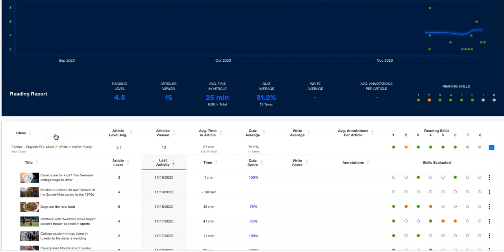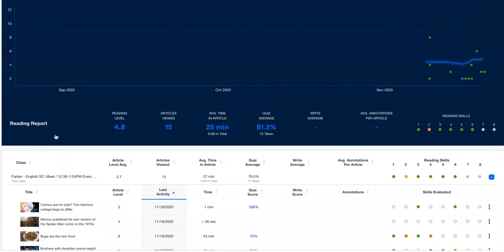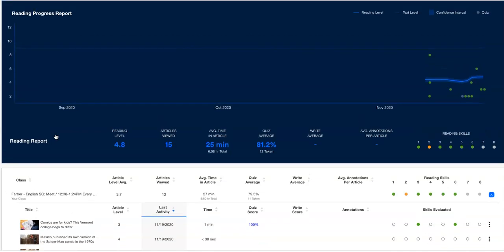So I want to show you guys what I see on Newsela. I'm not going to tell you which students these are, but I can look in here and I see a bunch of different things. I see the average time for this student is 25 minutes on an article. The average quiz grade seems to be 81%.